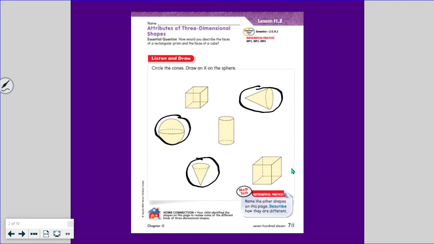So we're supposed to describe how the other shapes on this page are different than the ones we circled. If you notice, these shapes all have more than one flat face, whereas the 3 that we circled have no flat faces or one flat face, one flat surface. These all have more than one flat face or flat surface. So let's go to the next page.